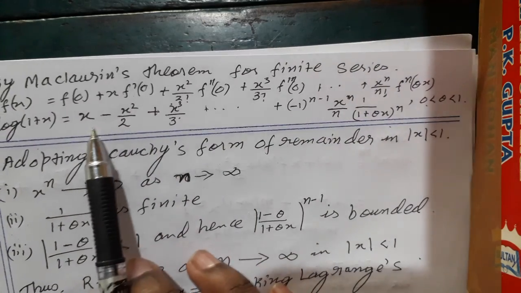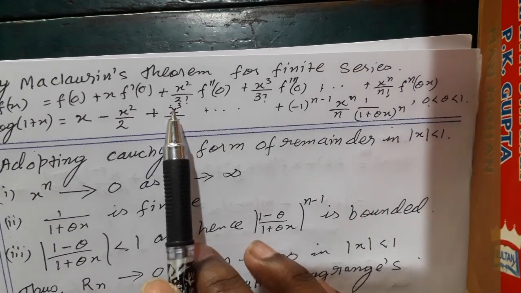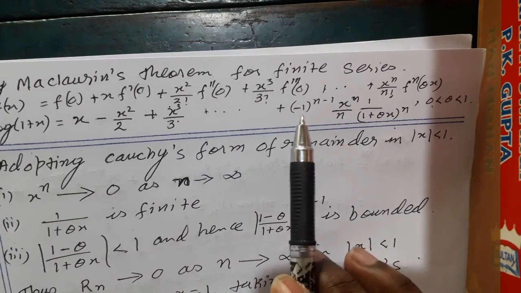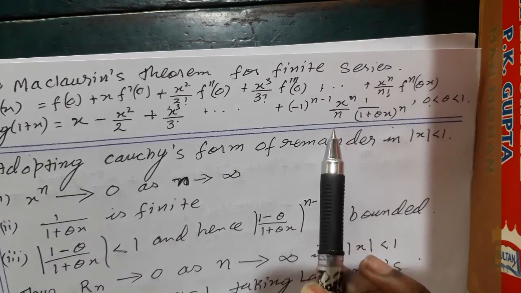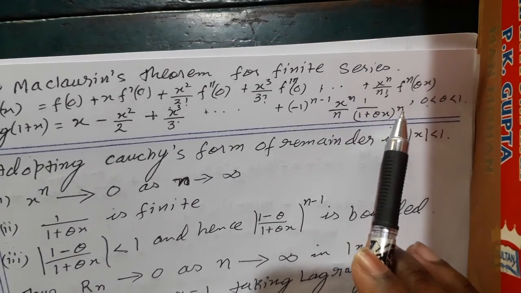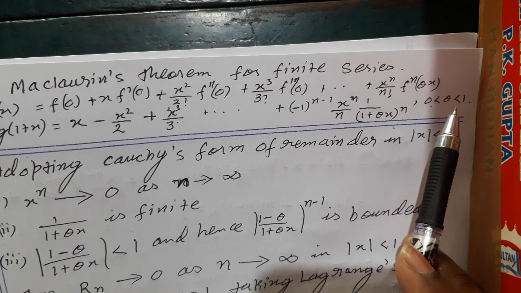So we have x minus x squared by 2 plus x cubed by 3 plus so on, plus the term (-1) to the power n minus 1 x^n by n, with the remainder involving (1 plus theta x) to the power n, where 0 is less than theta is less than 1.